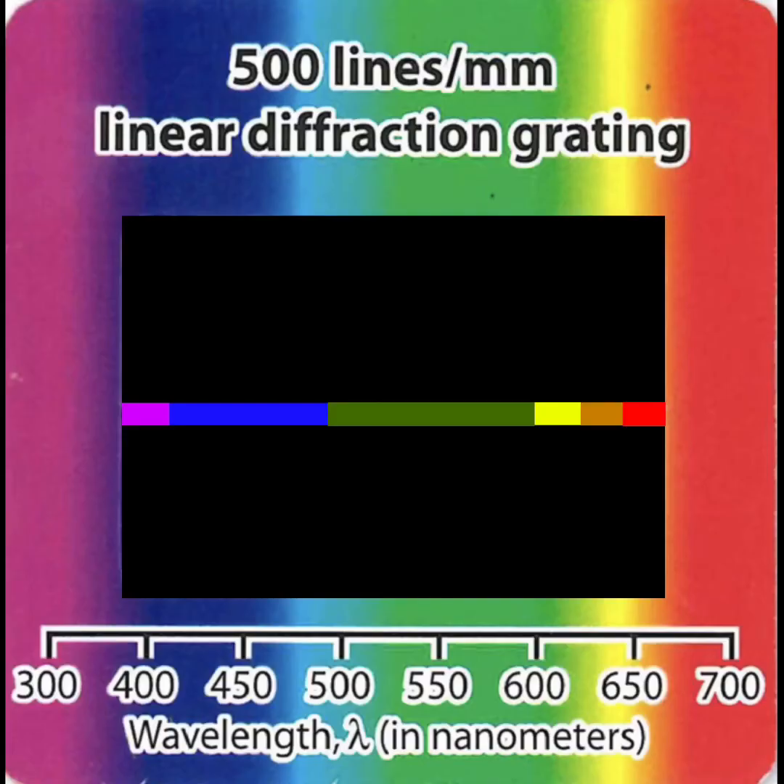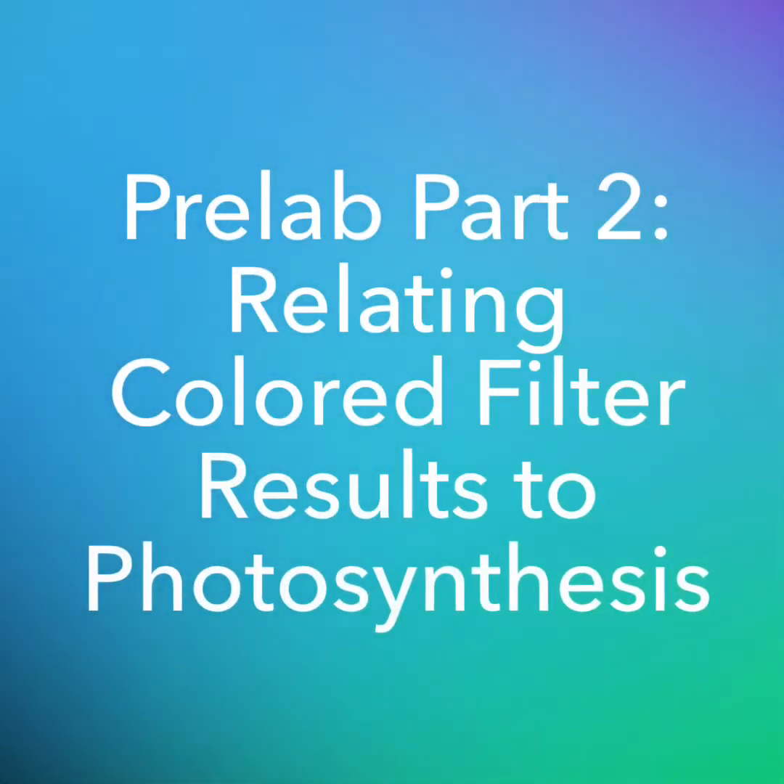Here is an example of what a diffraction grating would look like. Use this example to answer question 4 in your lab handout. Pre-Lab Part 2. Relating colored filter results to photosynthesis.